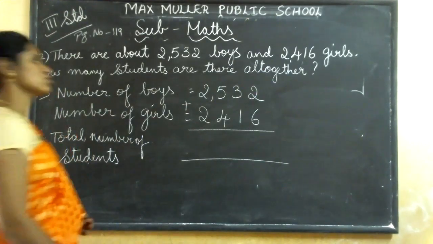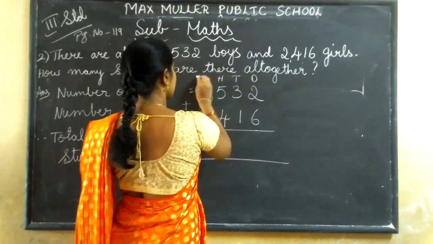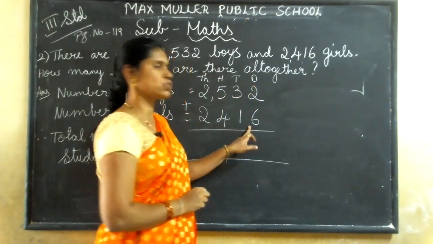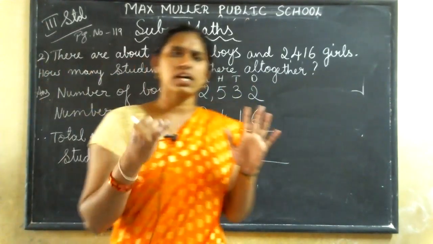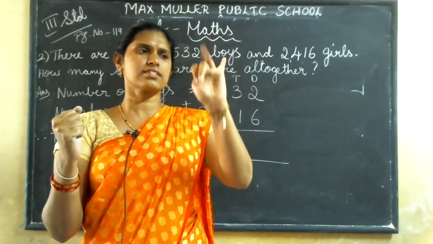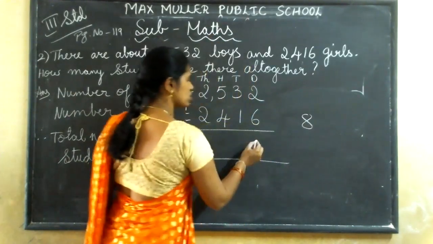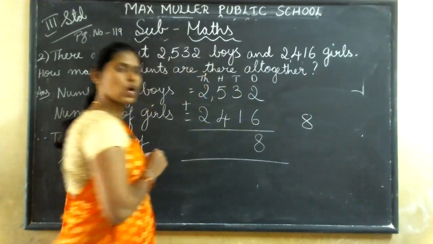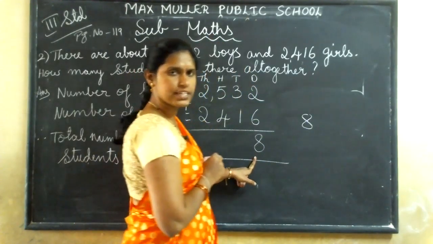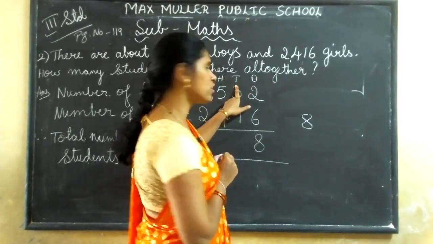So, from which place will you start? From ones. So, ones, tens, hundreds, thousands. What is the number they have given here? 2 plus 6. 2 in your mind, 6 on your finger. After 2: 3, 4, 5, 6, 7, 8. So, only one digit is there, so straight away I will write it in the ones place. If you get 2 digits, then you write 1 here and carry the other number to the tens place. Understood all of you? Next.